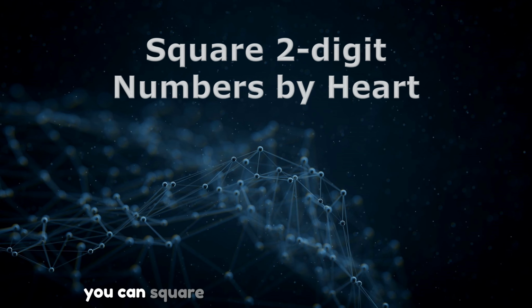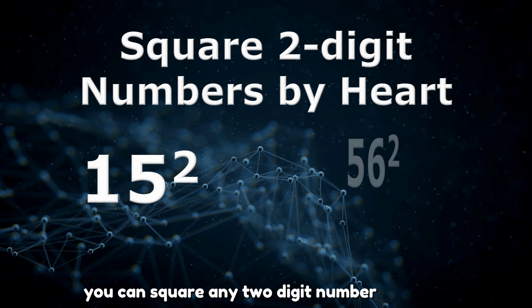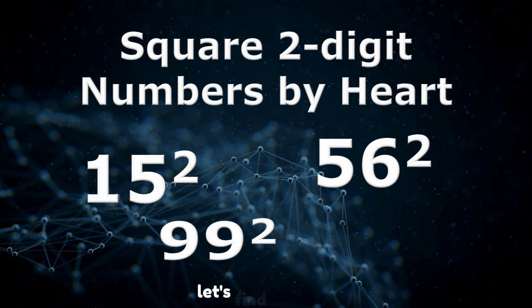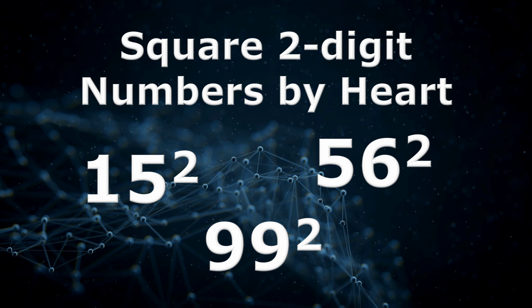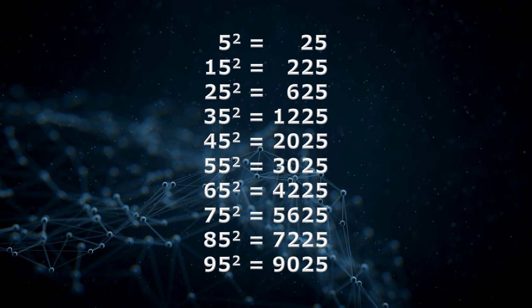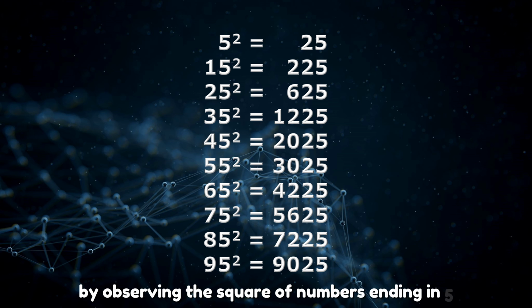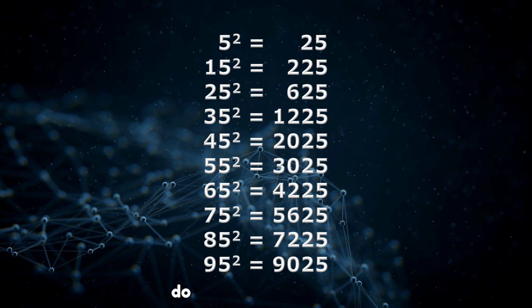You can square any two-digit number by heart. Let's find out how. We'll start by observing the square of numbers ending in 5. Do you spot any pattern?